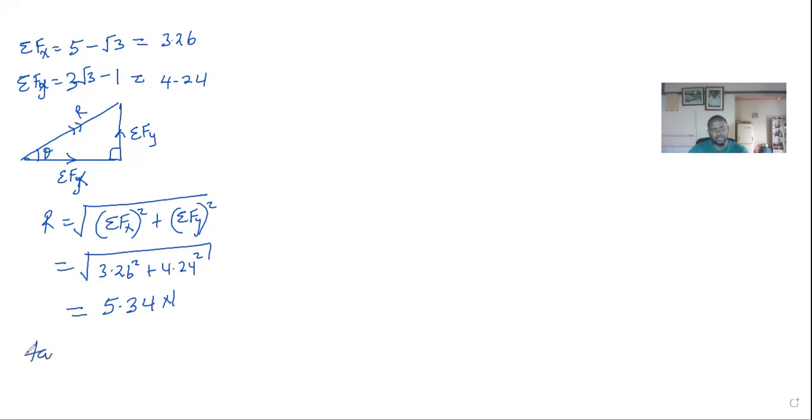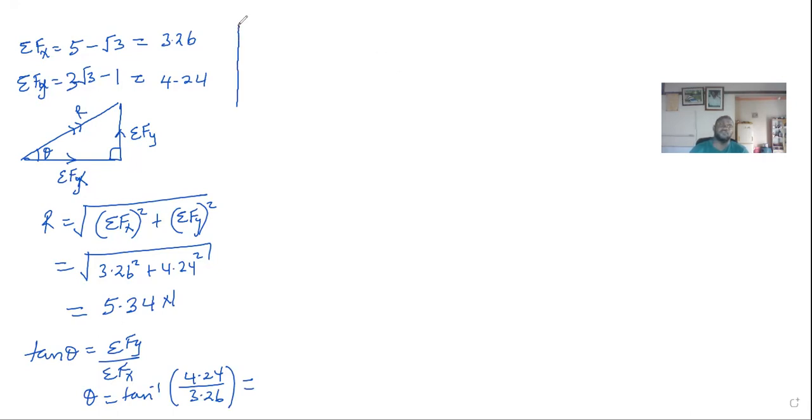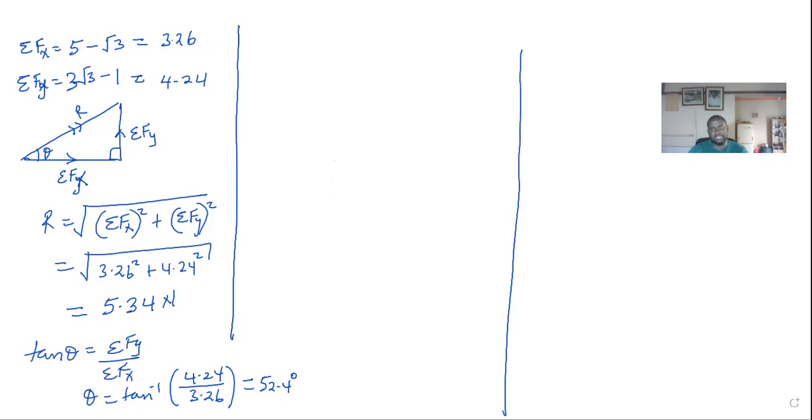So we also get the direction. Sum of forces in Y out of sum of forces in X. So theta is tan inverse of 4.24 over 3.26. What answer do you get? 52.4, 52.4 degrees.